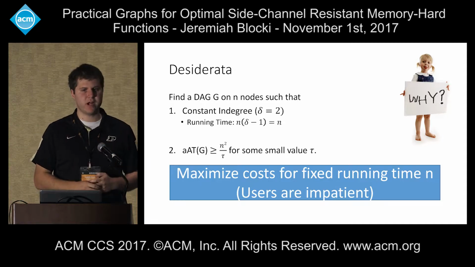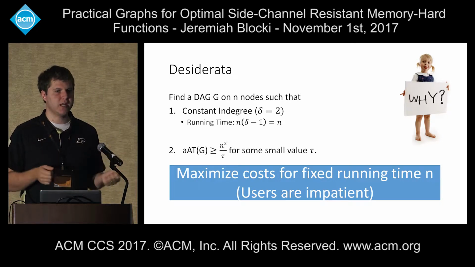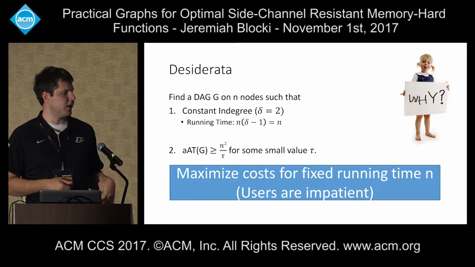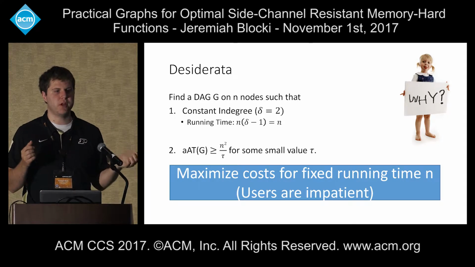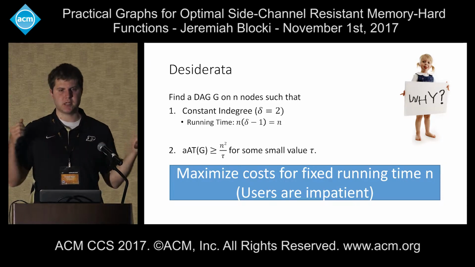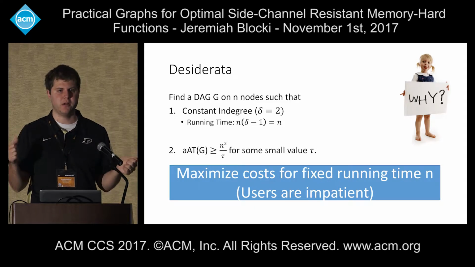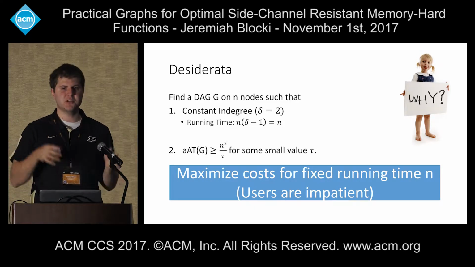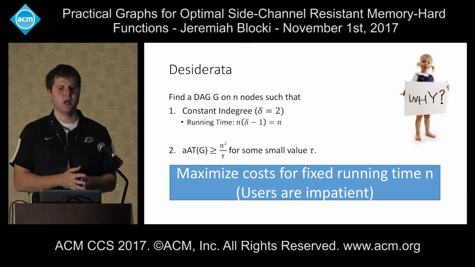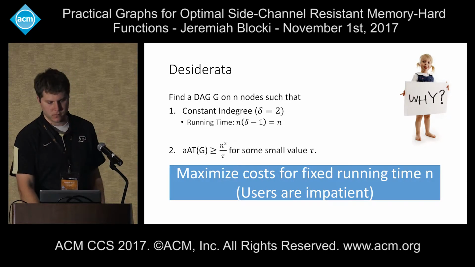We also want the graph to have the property that the amortized area-time complexity to pebble this graph is at least n squared divided by tau for hopefully some small value tau. The reason here is because we're trying to maximize the cost for a fixed running time n. Remember, n is running time, users are impatient, so we want to make this function as expensive as possible with minimal n.